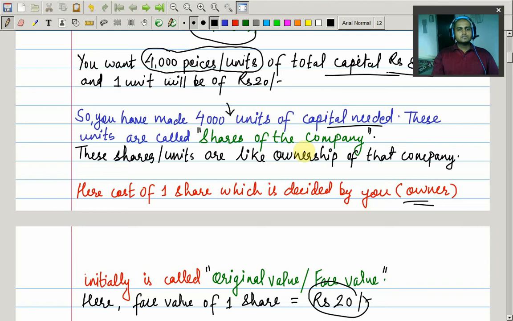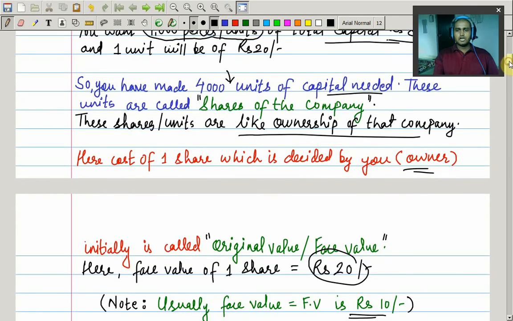So I think this gives a clear idea. What do I mean by share? A share is a part of the capital needed to raise the company. So these shares or units are like ownership of that company. If I invest in some company, or I buy some share of some company, I will be an owner of that company according to the number of shares I am holding.